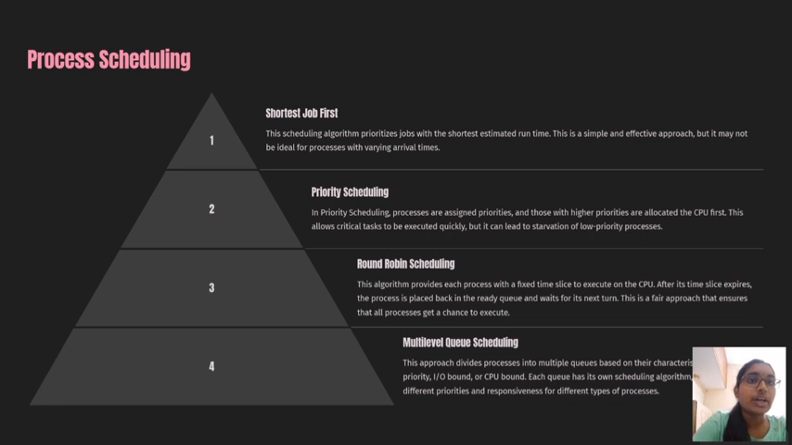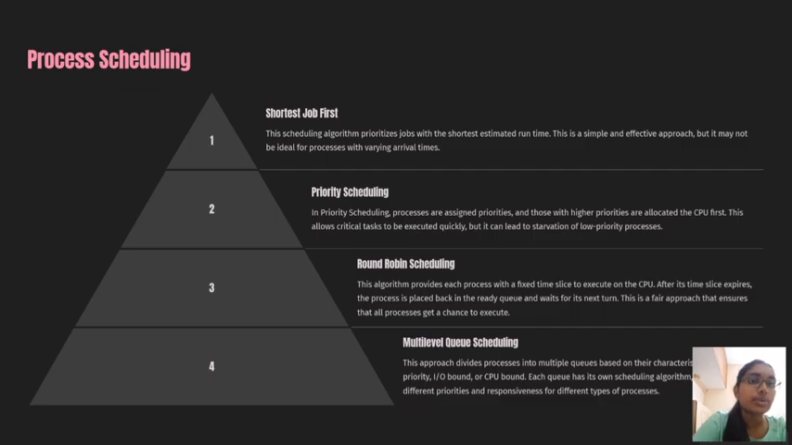Priority scheduling. In priority scheduling, processes are assigned priorities and those with higher priorities are allocated the CPU first. This allows critical tasks to be executed quickly, but it can lead to starvation of low priority processes.